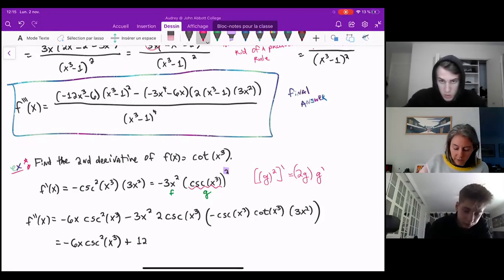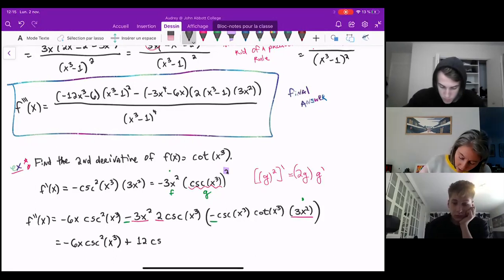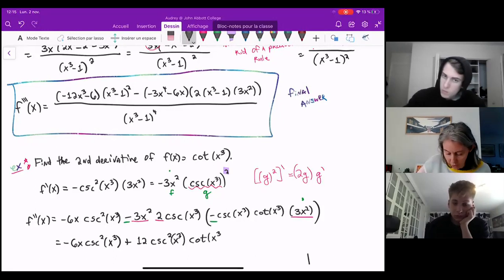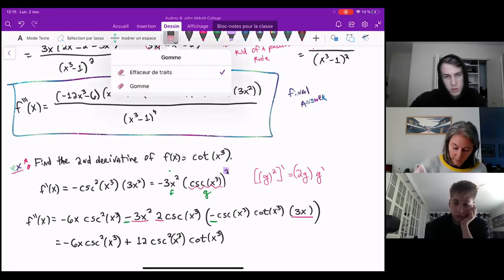Now, if I want to simplify this, that negative 3x squared there can be multiplied by the 2, can be multiplied by the 3x squared, and these negatives here can become plus. So I have plus 12 cosecant squared of x cubed times cotangent of x cubed. You forgot your x to the fourth power. Thank you. It's 12x to the fourth power.